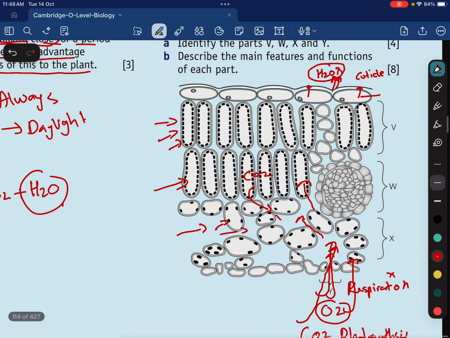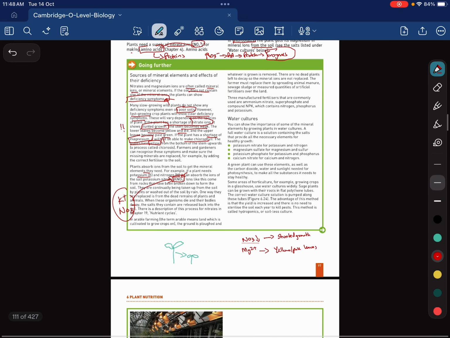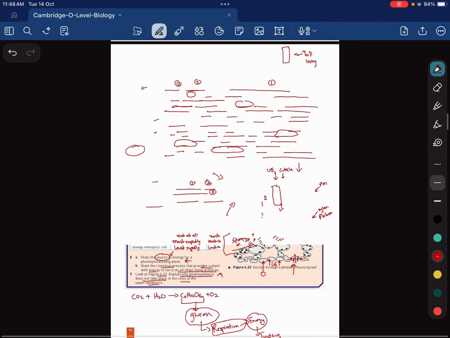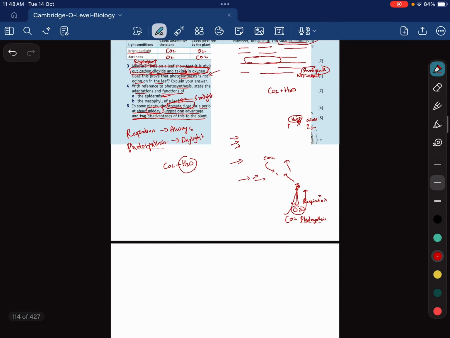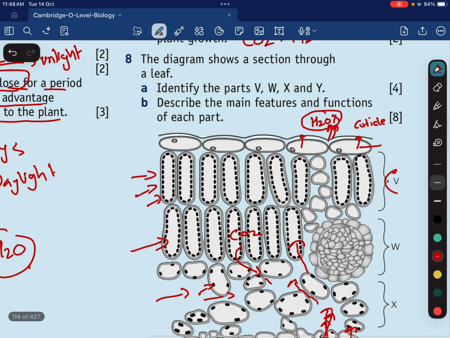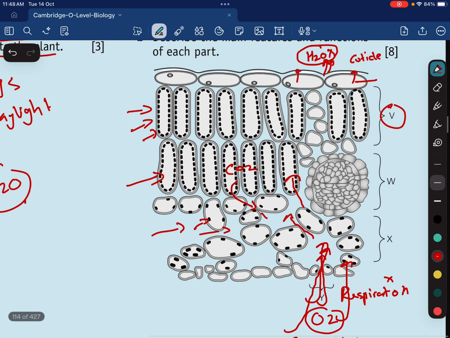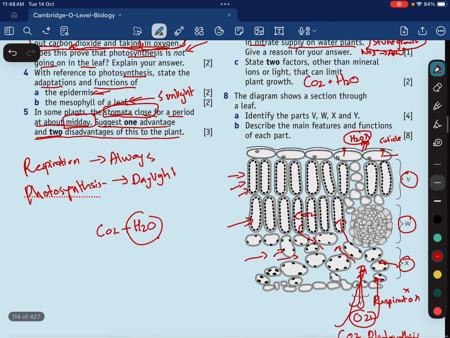All right, I think I almost went through everything in the previous question, but let's just go over here, right? Let's just quickly run this down. As we can see, V is palisade mesophyll cells, right? W is the vascular bundle, which contains the xylem and phloem. X over here is spongy mesophyll cells.